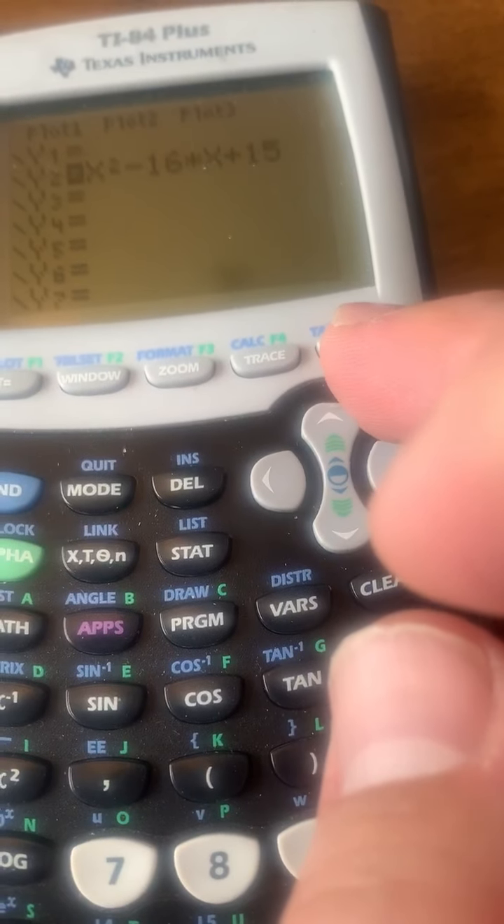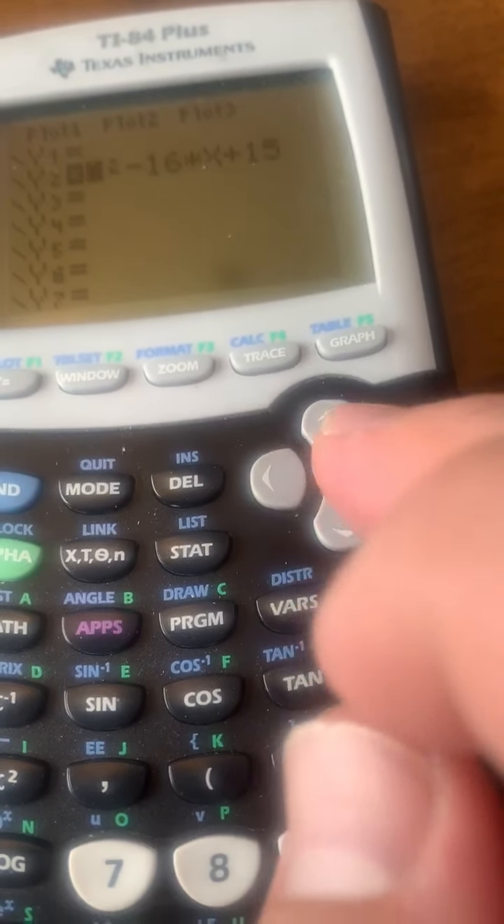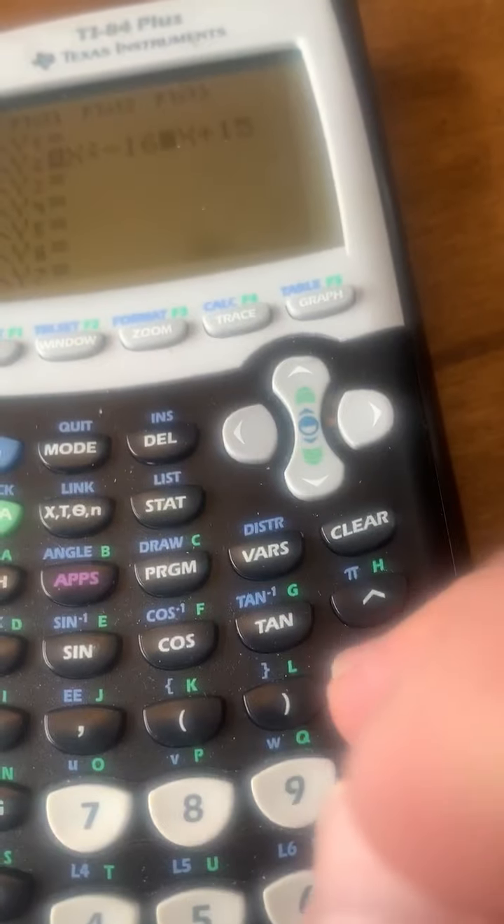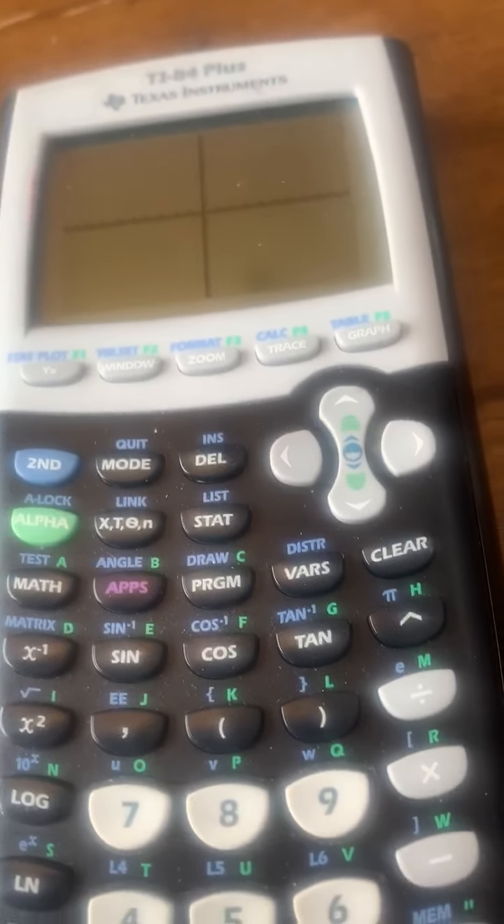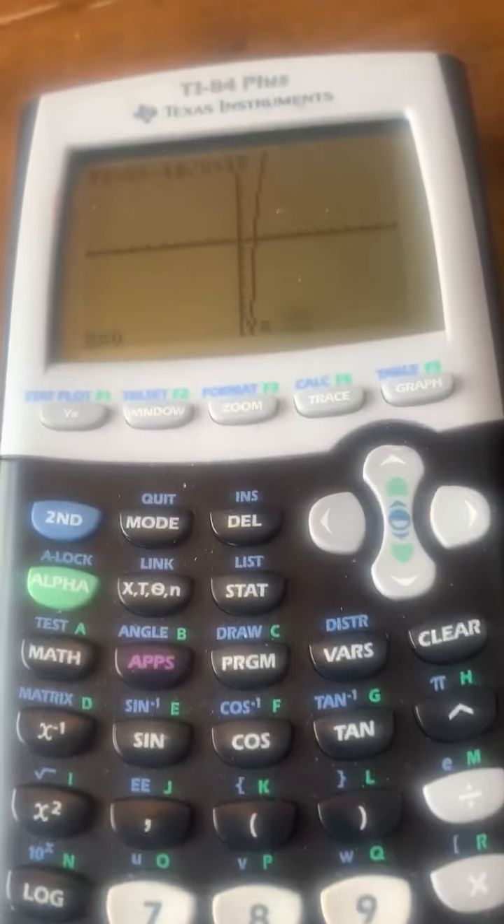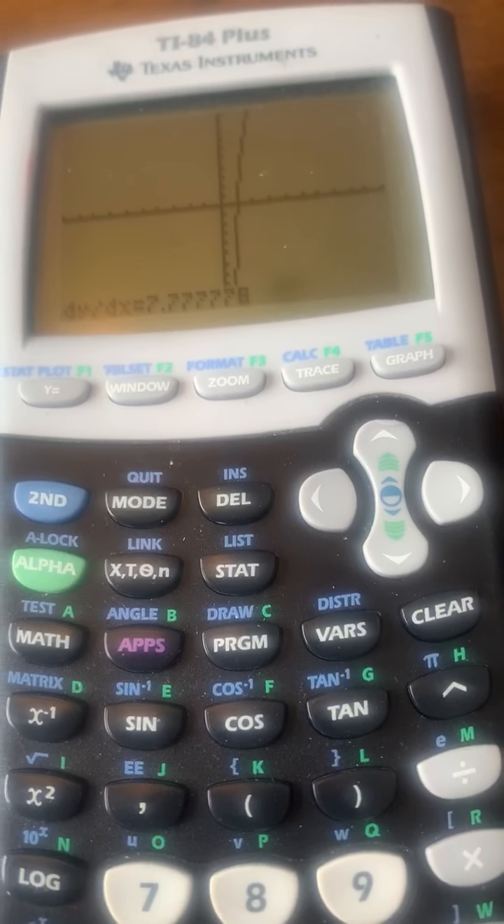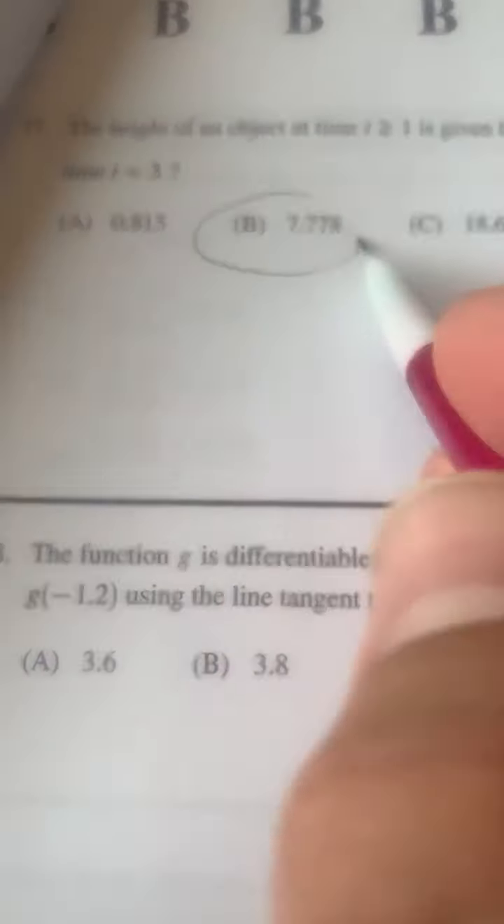oops, I had two functions, sorry. So x squared minus 16 divided by x plus 15. So we hit second calculate. We're interested in the derivative. And then when it asks me for the value, I say when t equals 3. And I get 7.778, so answer B.